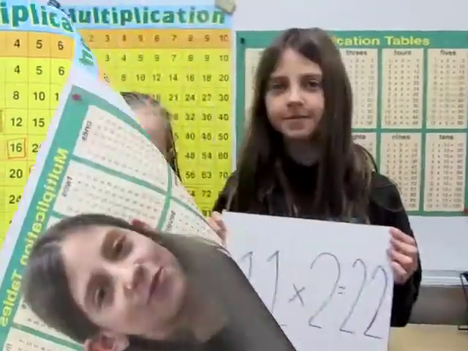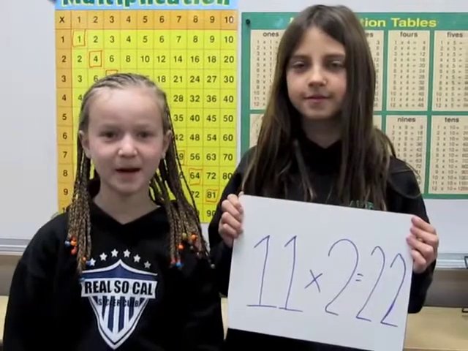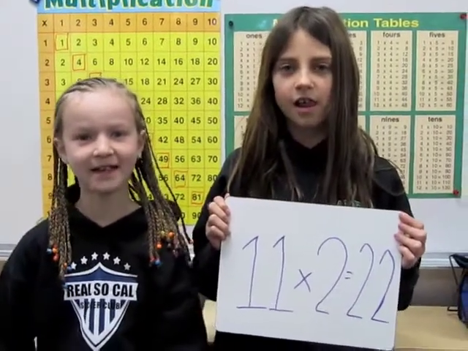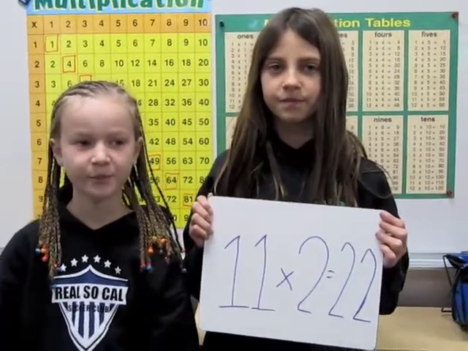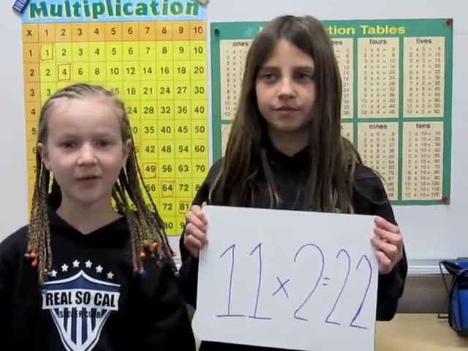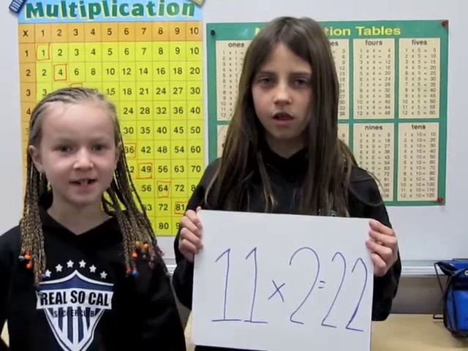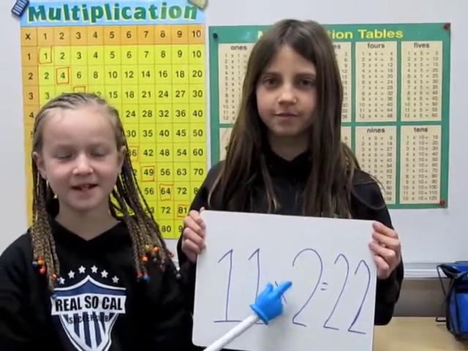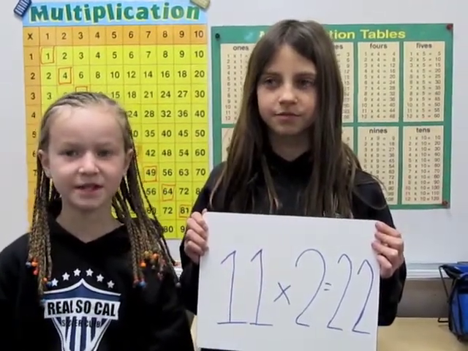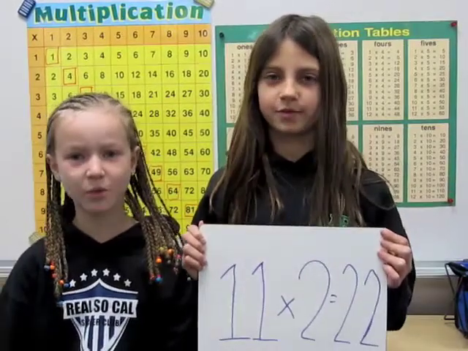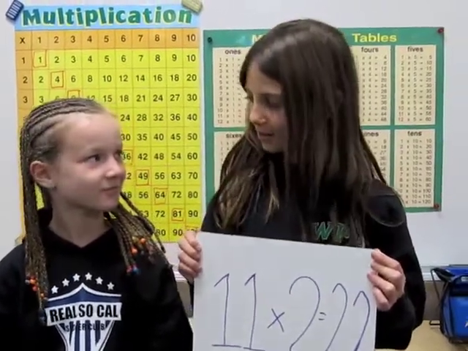And we have some great multiplication tips for you. Tip number 1. I'm going to tell a trick for the 11s. When you multiply 11, the product is the other factor twice. For example, 11 times 2 equals 22. So it's just like multiplying by 1 twice. Wow, I bet that'll help a lot of people out.